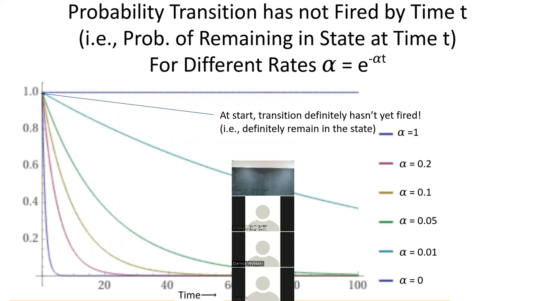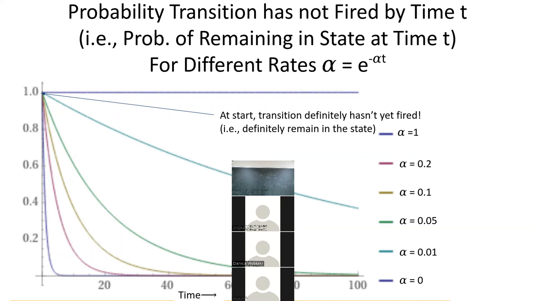But it's actually 1 over e that remains, right? Because at time t equal to 1 over alpha, e to the minus alpha t equals what? e to the minus alpha times what? 1 over alpha, right? I'm just plugging in. Which is e to the minus what? 1, which is 1 over e, right? That's what it is after 10 years. So this is an average of 10 years, the mustard colored one.